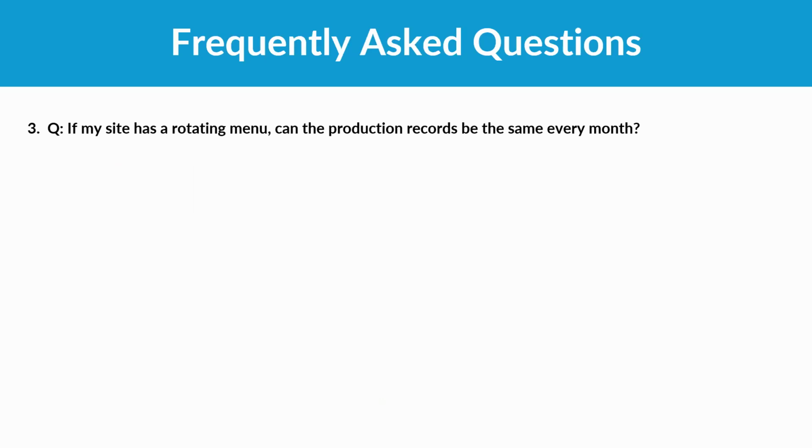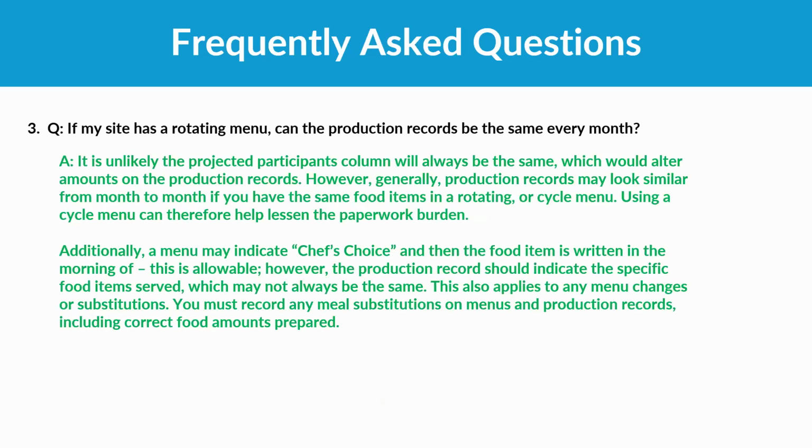So the next question is, if my site has a rotating menu, can the production records be the same every month? And this is a really good question. It does have a little bit of nuance to it, so let's just get into it. It's kind of a yes and a no.